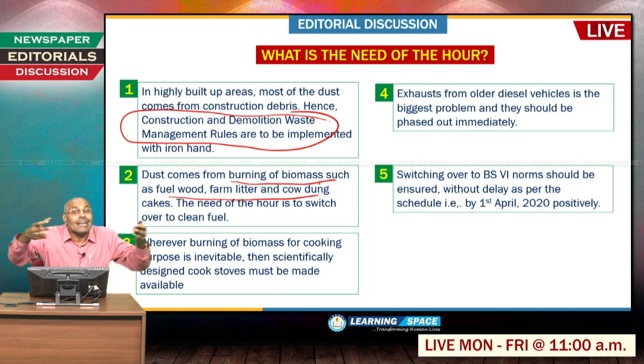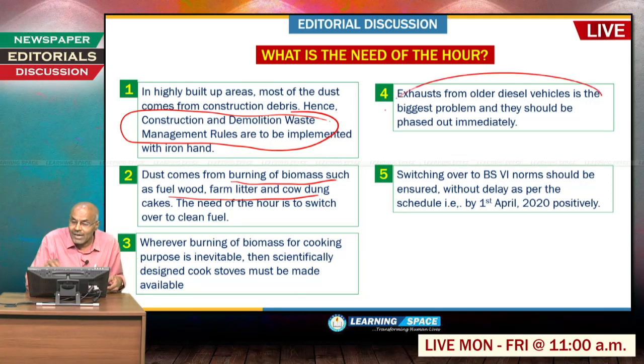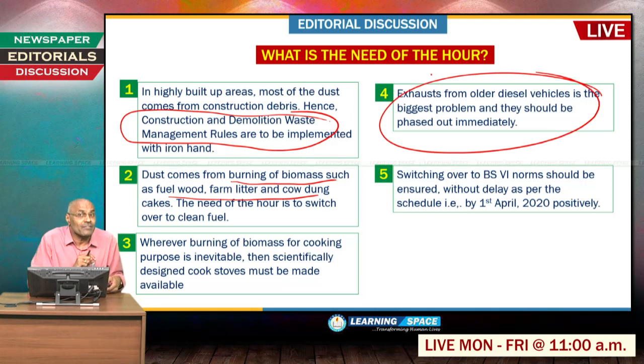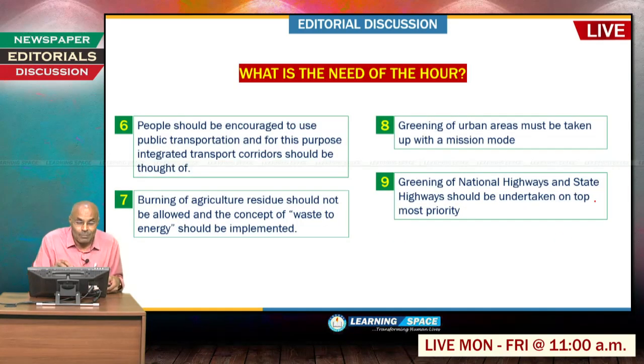Basically, it is leading to indoor air pollution, and several women are losing their lives in rural parts of the country. Then older diesel vehicles are to be banned, because this particulate matter 2.5 is released mostly from older diesel vehicles in comparison to newer vehicles or petrol vehicles. Then switching over to BS6 is in the right direction. Government stated BS6 will be implemented from 1st April 2020, and that has to be expedited, and people should be encouraged to use public transportation.